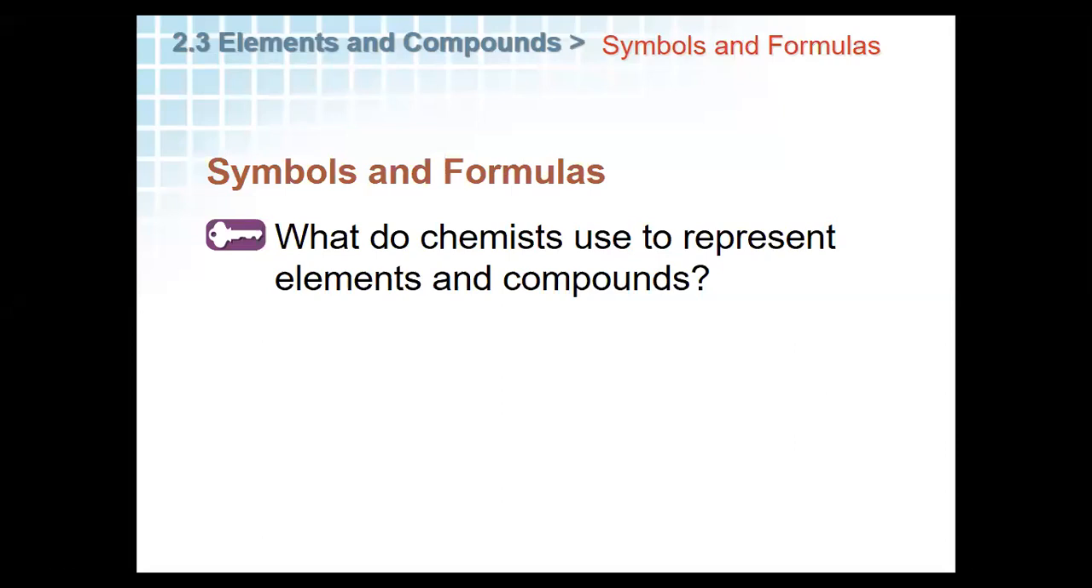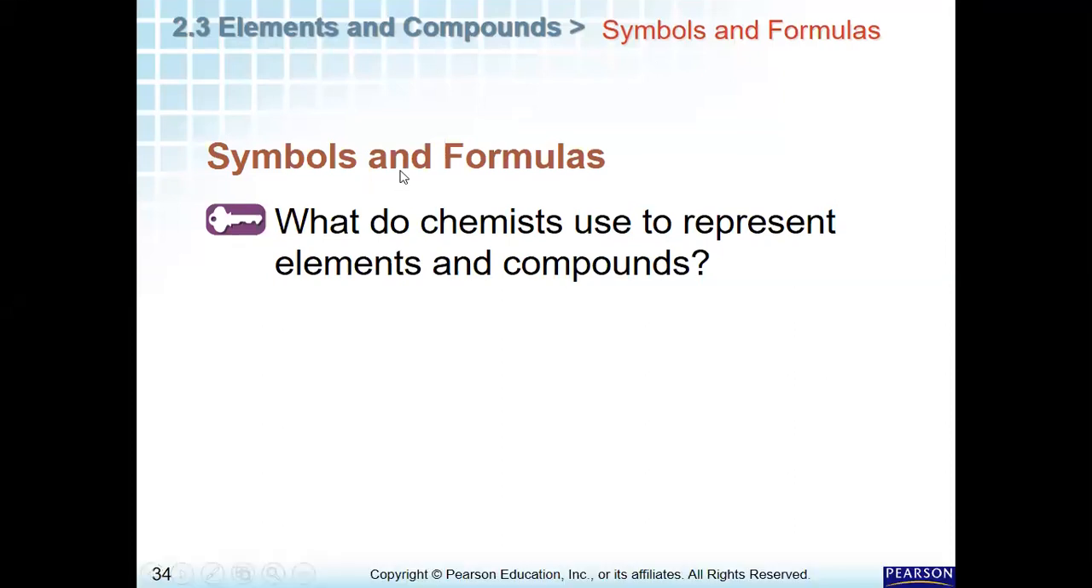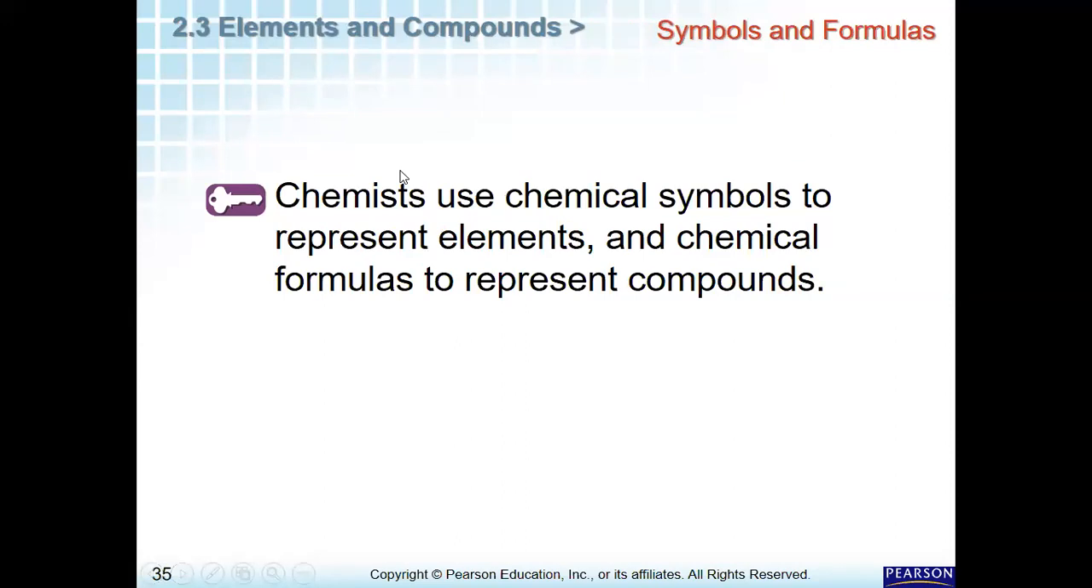Let's start today with the symbols and formulas. We got compounds and elements before, and now we are going to get the symbols and formulas for the compounds and to know more about the elements. So, the first question that comes to our mind is, what do chemists use to represent elements and compounds? The answer is coming in the next slide. Chemists use chemical symbols to represent elements and chemical formulas to represent compounds.